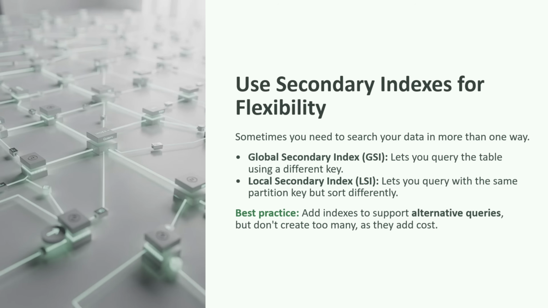You have to use secondary indexes for flexibility. Sometimes you need to search your data in more than one way. A global secondary index lets you query the table using a different key. A local secondary index lets you query with the same partition key but sort differently. Best practice: add indexes to support alternative queries, but don't create too many because they will add cost.